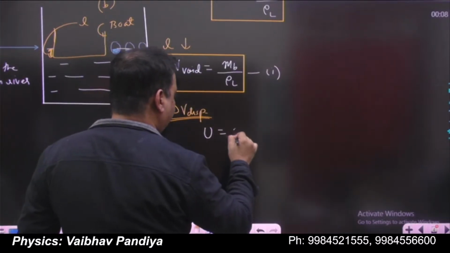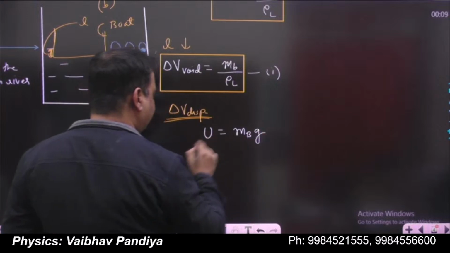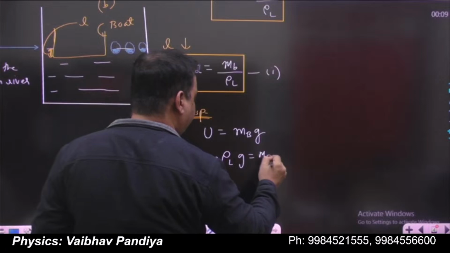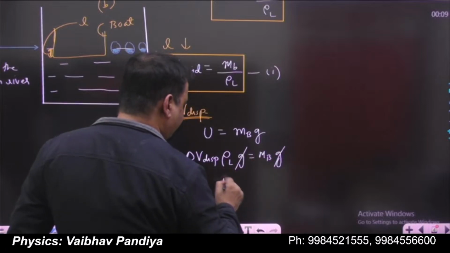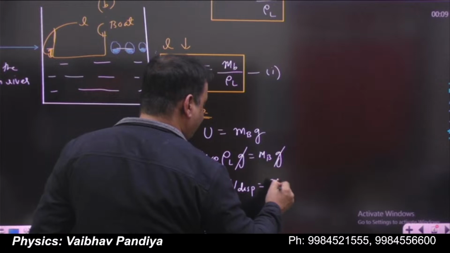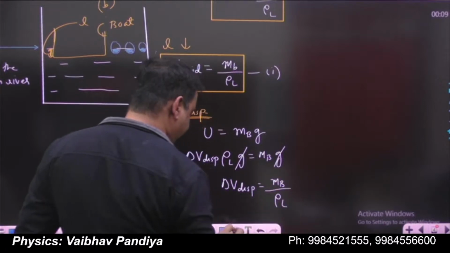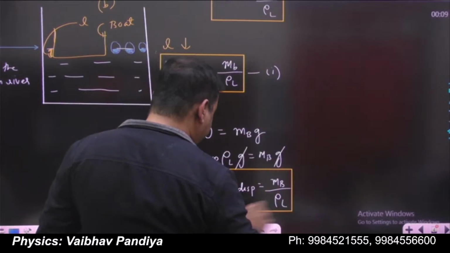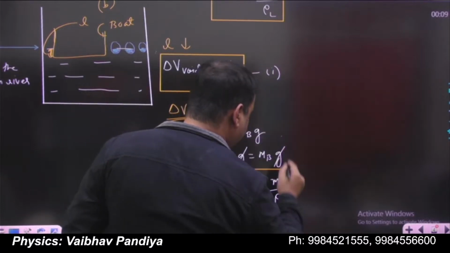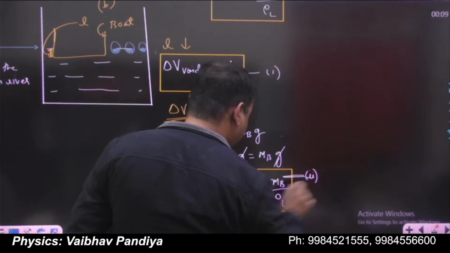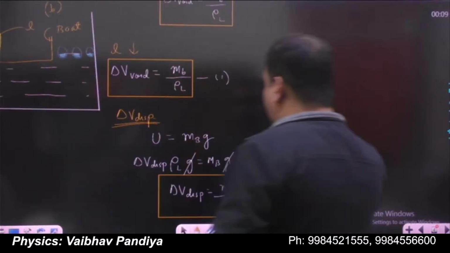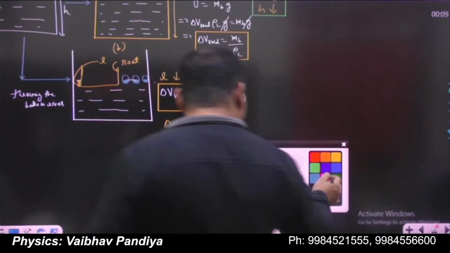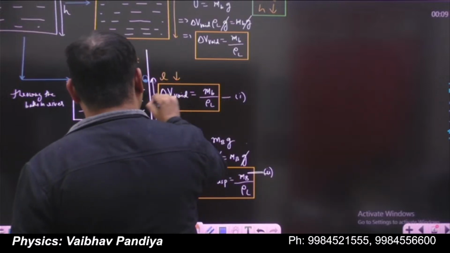So upthrust will be equal to the weight of the wooden balls, and the upthrust will be delta V displaced times the density of the liquid times G, which is m_b times G. Now G will get cancelled away and you get delta V displaced equal to the mass of the balls divided by the density of the liquid. Now you can see from equation 1 and equation 2, the volume which was getting empty by removing the wooden balls from the boat and the volume which is getting displaced by throwing the wooden balls in the liquid come out to be the same. And since they are the same, there will be no effect on the level H, that is the level of the liquid.